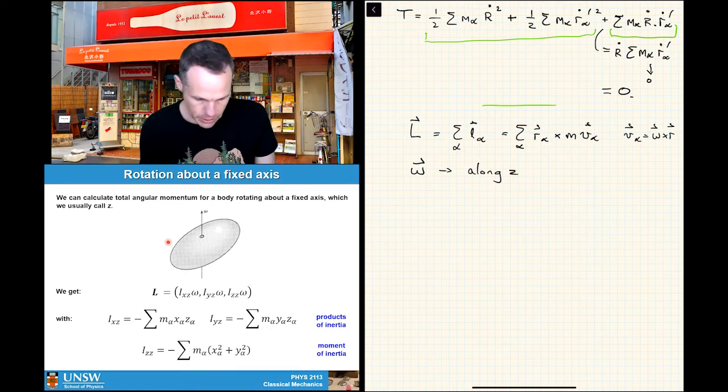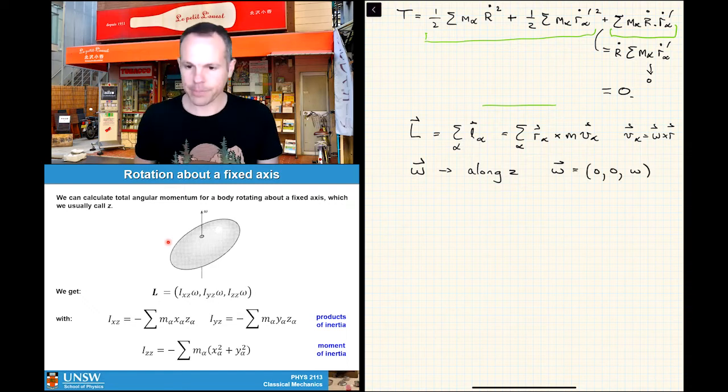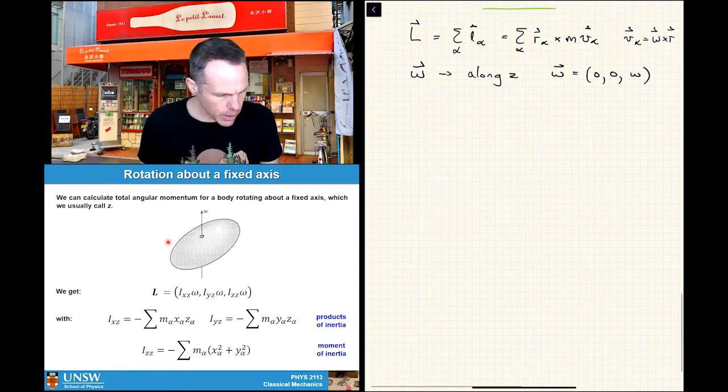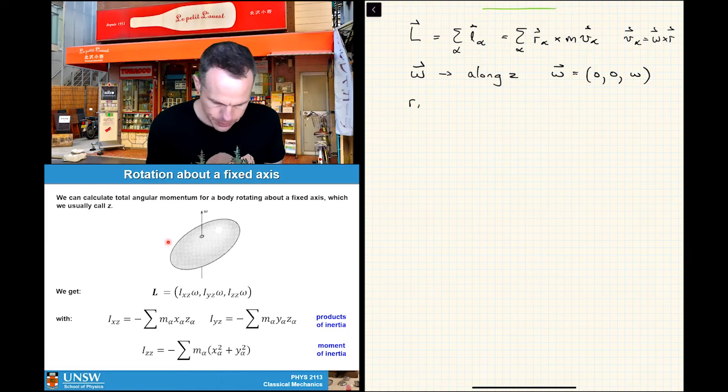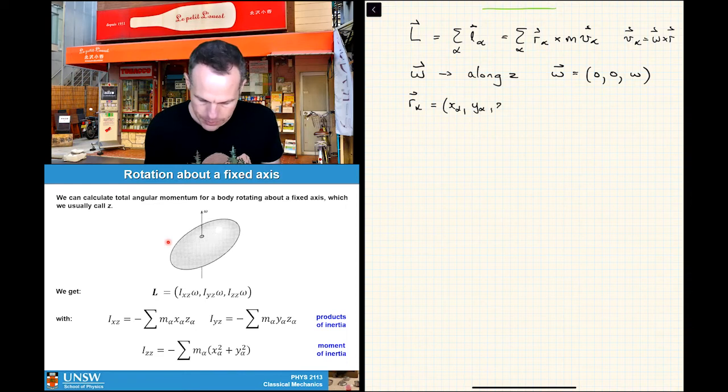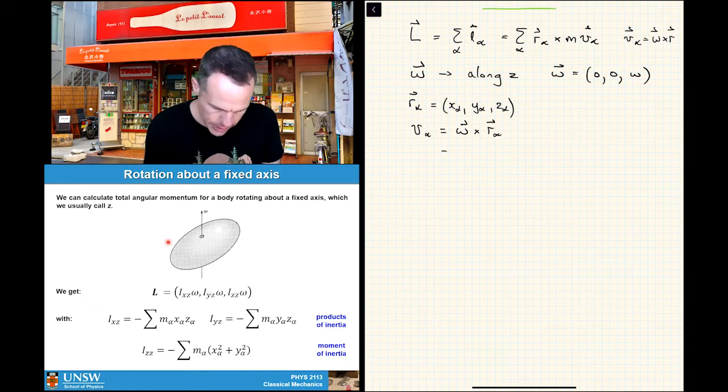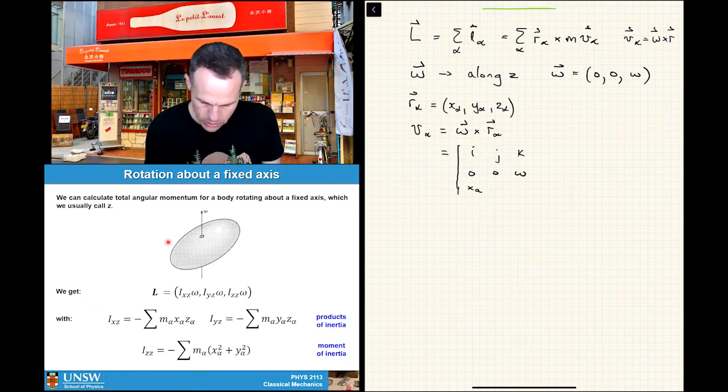So what we can do here is basically write our omega vector as 0, 0, and omega. Then our R alpha we can write as X alpha, Y alpha, and Z alpha. And we can then get our V alpha as omega cross R alpha. We can do that as a standard cross product, right? So this would be i, j, k, 0, 0, omega, X alpha, Y alpha, Z alpha, like so.